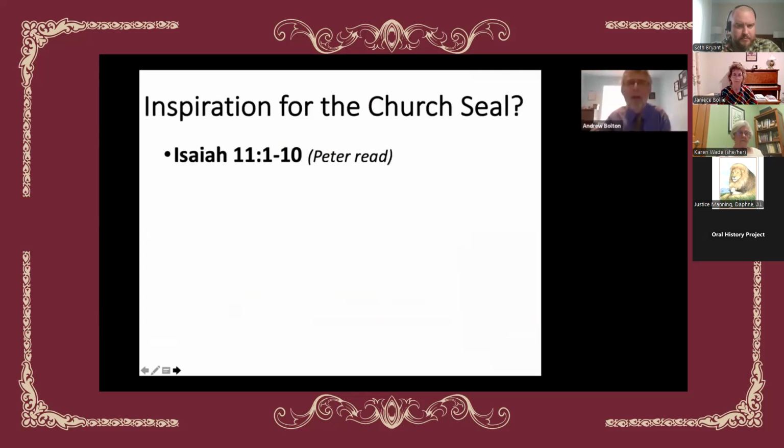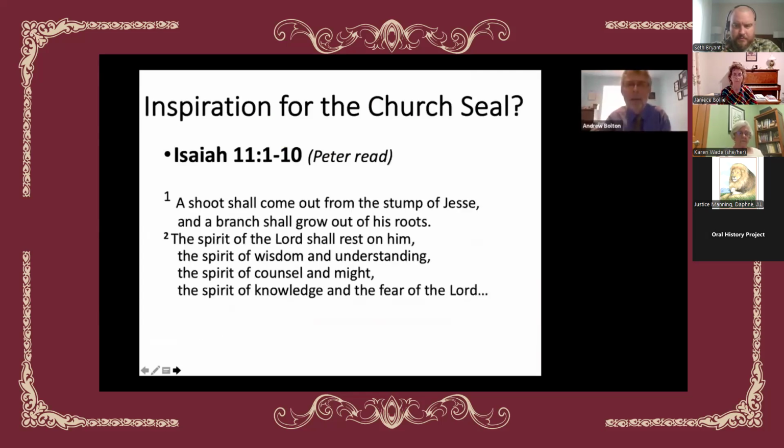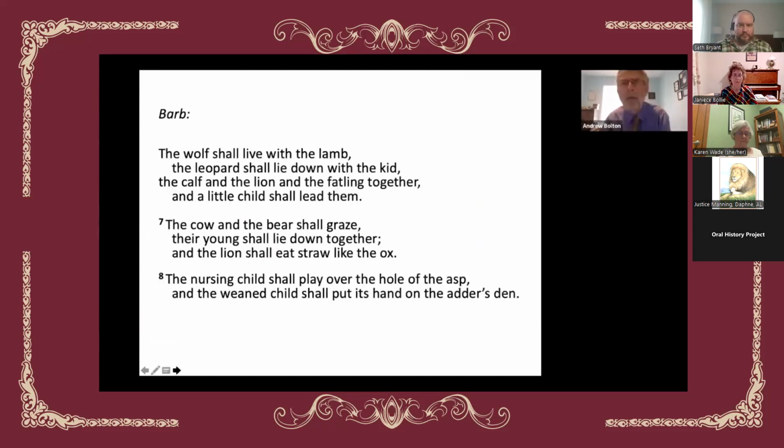We're going to look at this passage from Isaiah. A shoot shall come out from the stump of Jesse, and a branch shall grow out of his roots. The Spirit of the Lord shall rest on him, the Spirit of wisdom and understanding, the Spirit of counsel and might, the Spirit of knowledge and the fear of the Lord. So this is describing the coming of the Messiah. What's the result when the Messiah comes?